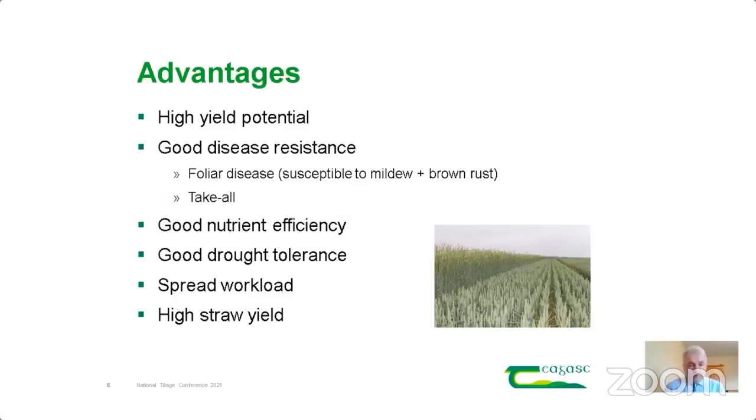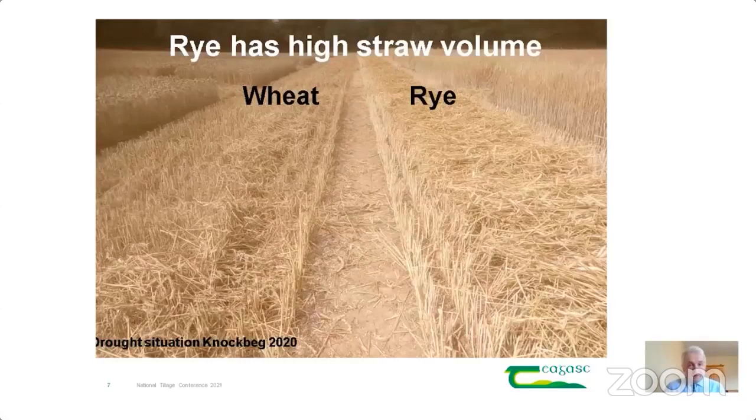Rye also has a high straw yield. This is just a picture from one of our trials last year in Knockbeg, where we have wheat on the left and rye on the right. And you can see there's a much bulkier straw after the rye. I would say this is probably an exceptional year in that there was quite a bad drought at this particular site, which affected the wheat more so than the rye. But typically, from commercial practice, growers are reporting getting 1 to 2 4x4 bales of straw extra with rye compared to a comparable wheat crop.